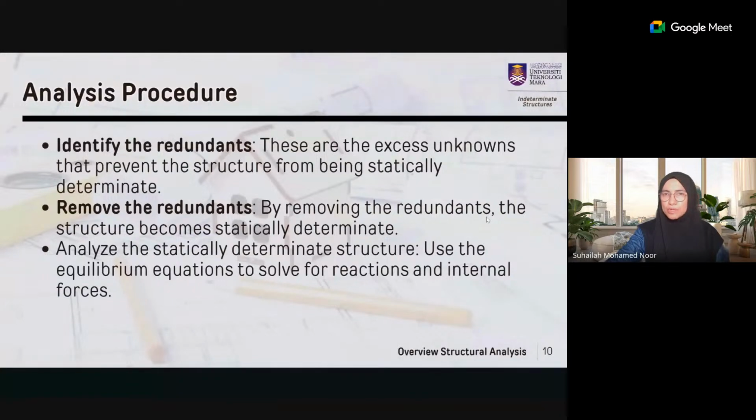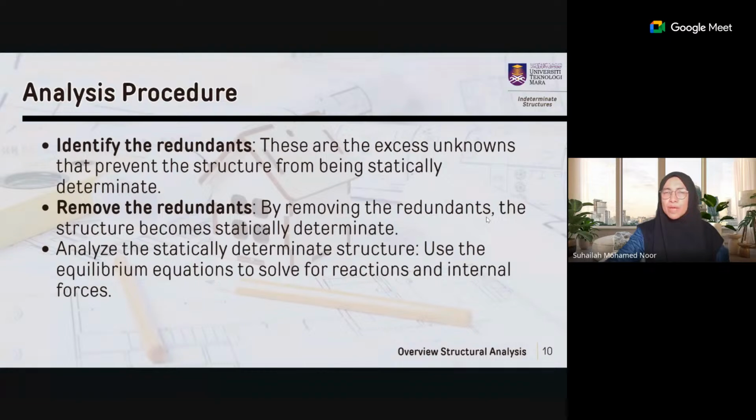Okay, basically this is the procedure. The procedure is we have to identify redundant. Redundant will be removed from the system. How to identify redundant? From the DOI formula. So for example, 4 minus 3 is equal to 1. So 1 is the redundant, 1 is the problem.